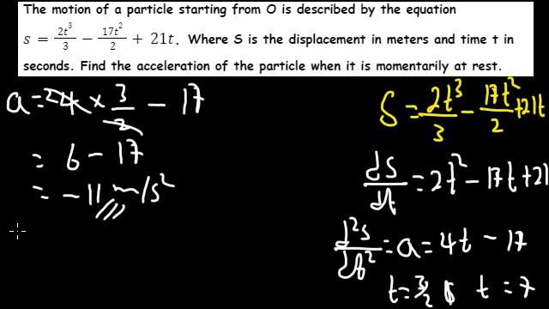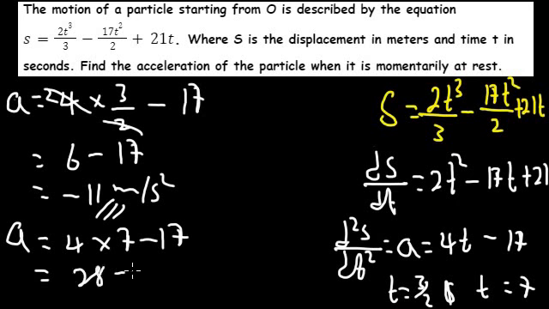Now when t is 7, a will be equal to 4 times 7 minus 17. So 4 times 7 gives us 28 minus 17, and if we subtract this, we get 11 meters per second squared. And that is the acceleration of the particle when the particle is momentarily at rest.